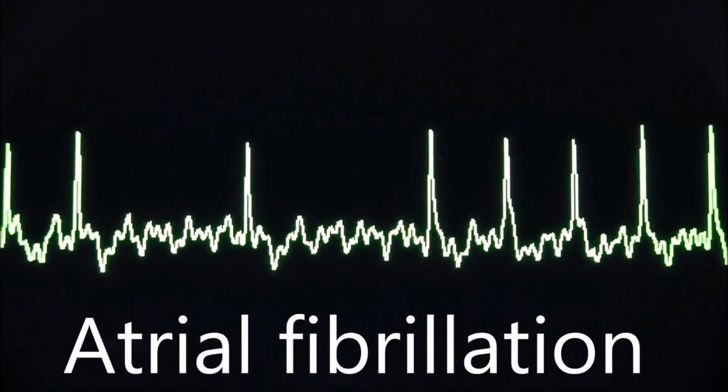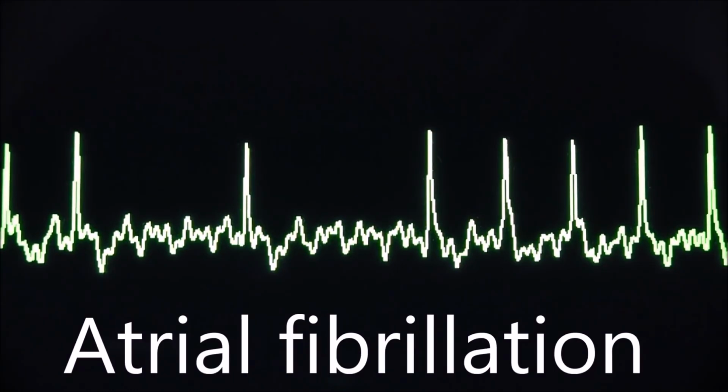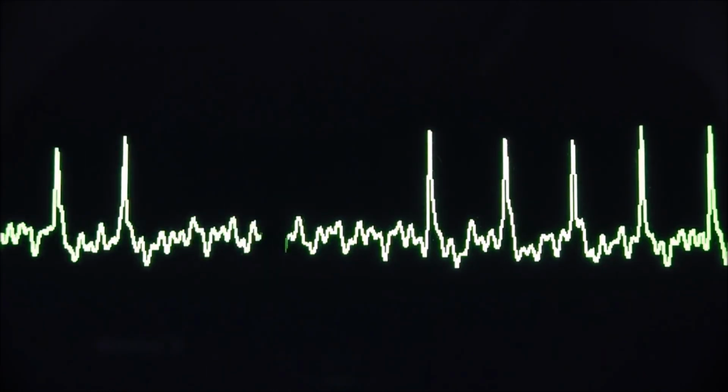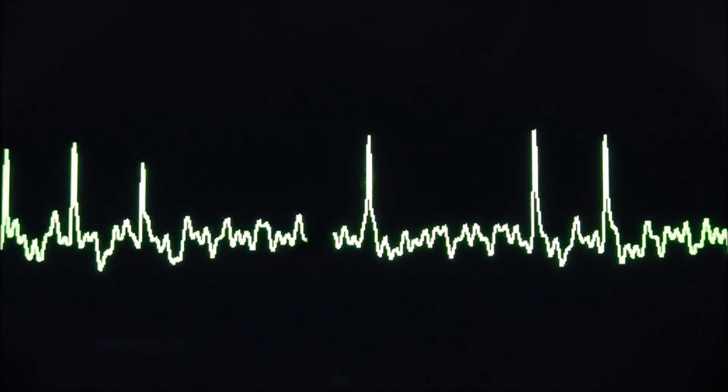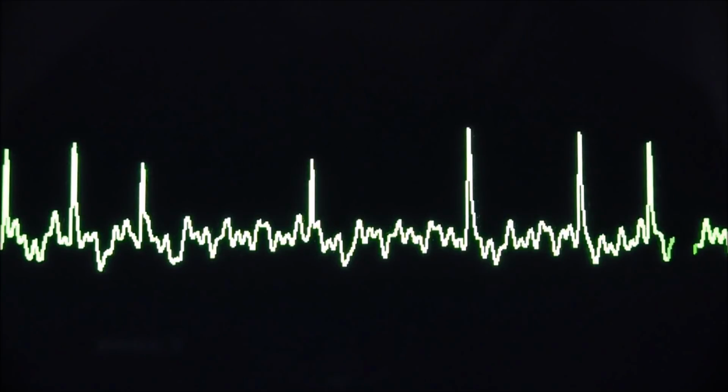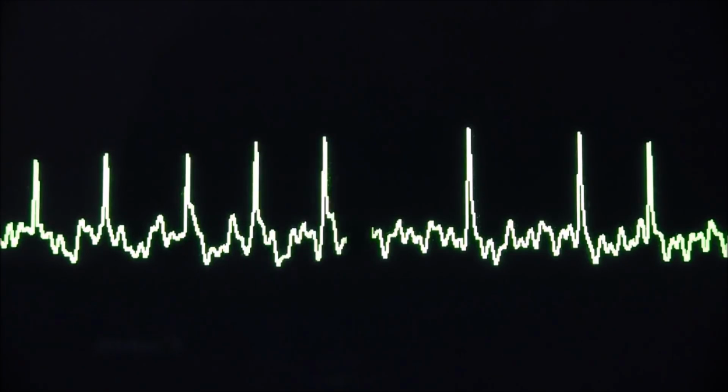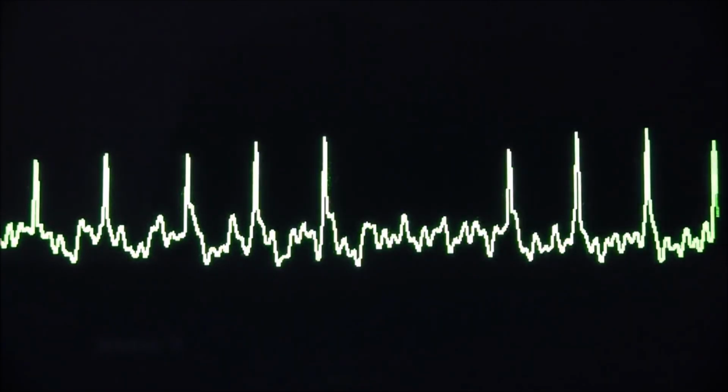So the rhythm we're looking at now is atrial fibrillation. The atrial myocardium is fibrillating, but we can see there's coordinated ventricular contraction in these QRSs. So we can see the fibrillation there on the isoelectric line, which is detecting the fibrillation of the atria. But impulses are getting through the sinoatrial node, causing contraction of the ventricles, which we see. But we notice that it's irregular. It's irregular in rate and it's irregular in strength of contraction.